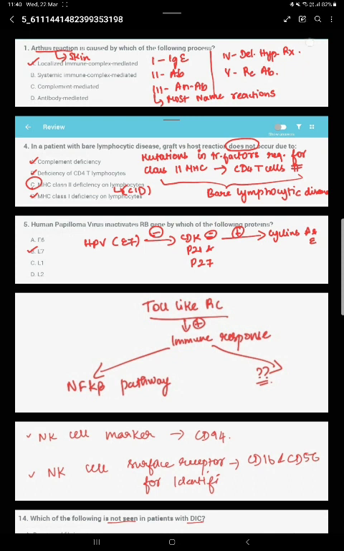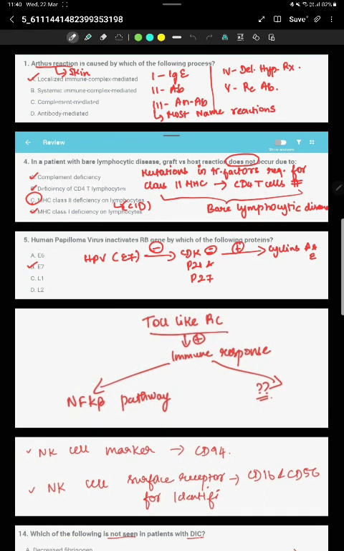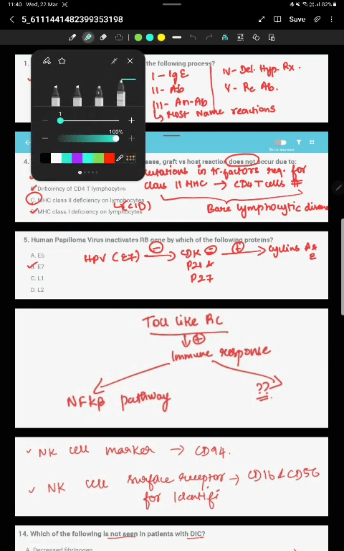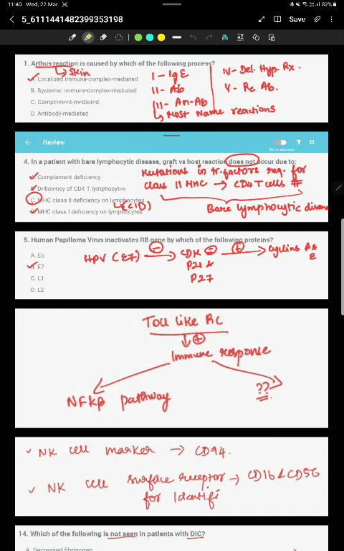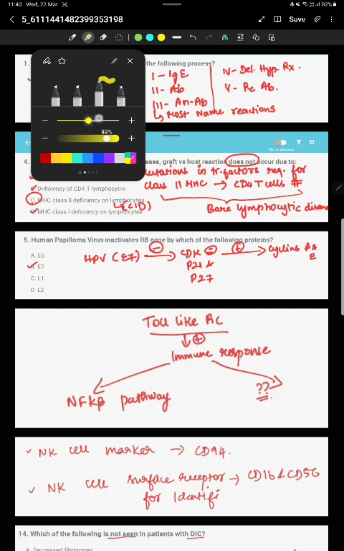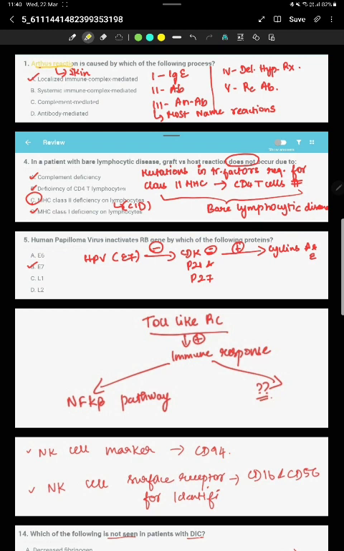Whatever may be the name of the reaction they are asking, whenever there's a naming reaction, mostly you can directly close your eyes and go with the idea, the hack, that it is going to be your type 3 hypersensitivity. Be it anything, whenever there's a naming reaction, that should be your type 3 hypersensitivity. And you can see type 1 is IgE mediated, type 2 is your antibody mediated, type 3 is antigen antibody complexes.